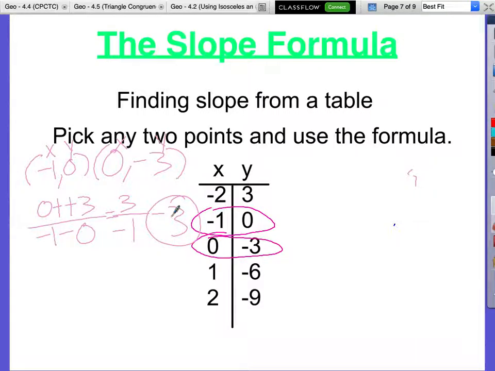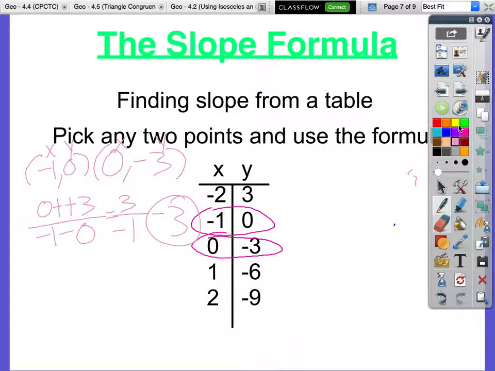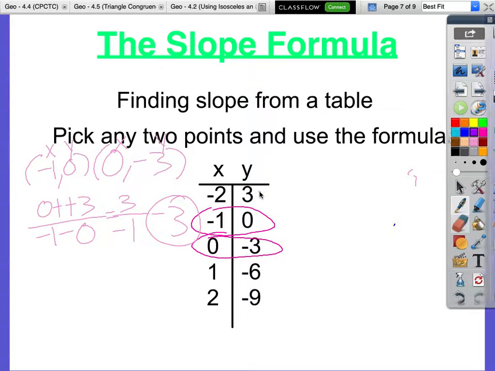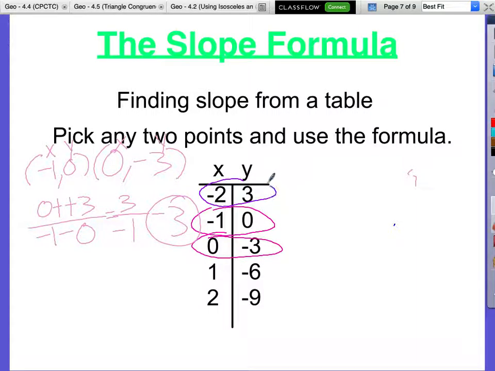Okay, so did anybody else choose any different points than Grace did? I would have done negative 9 minus 3. You did some different points? Okay, which points did you use, Krista? Voices off, guys. Krista said she used negative 2, comma 3, and then 2, comma negative 9.